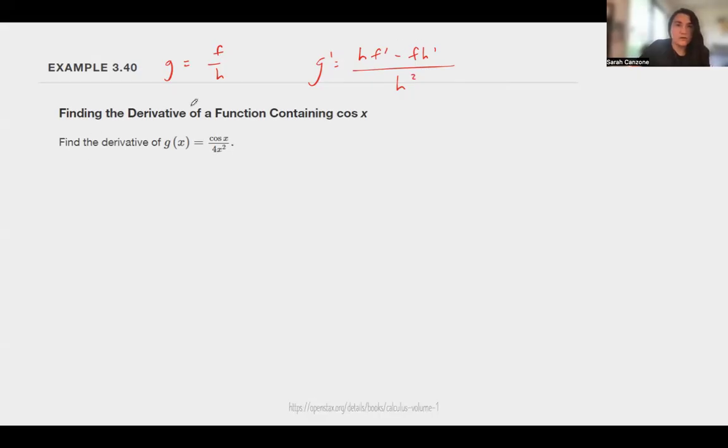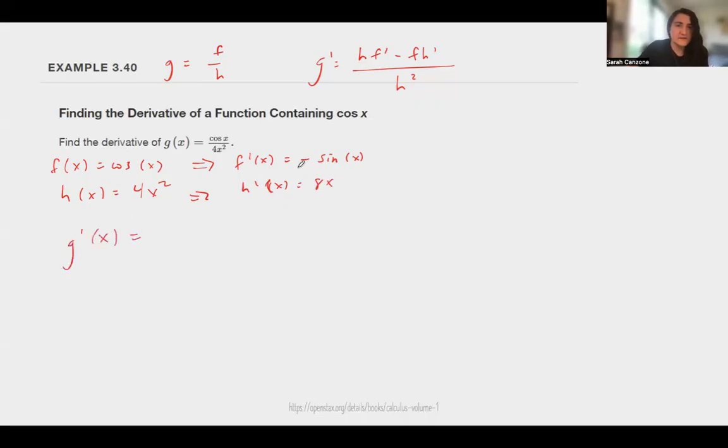All right, so let's call f our numerator. So that's cosine of x, and we'll call h our denominator, which is 4x squared, and we'll take the derivatives. So f prime of x is, well, the derivative of cosine is a negative sine of x, and the derivative of h is just 8x using our regular old power rule. Now we can just go ahead and plug back in.